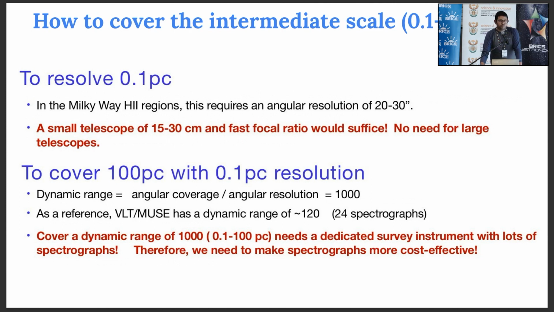So if you talk about dynamic range, you require observing a contiguous chunk of 100 parsec at a resolution of 0.1 parsec. That's like 1,000 dynamic range. And the state-of-the-art telescope instrument combination is VLT MUSE, and that has only 24 spectrographs. It has a dynamic range of 120, and that's the most complex spectrograph in optical we can talk about.